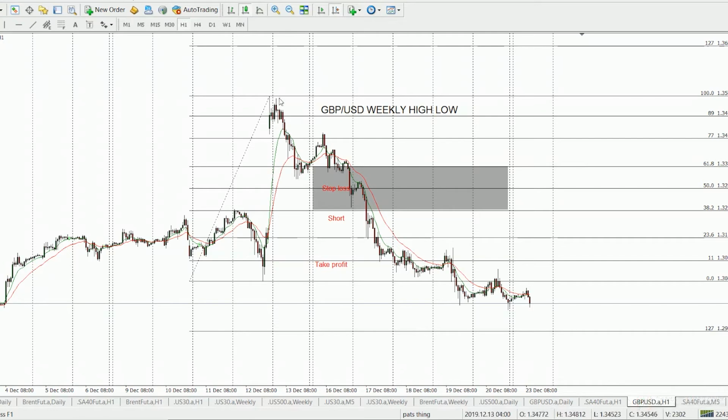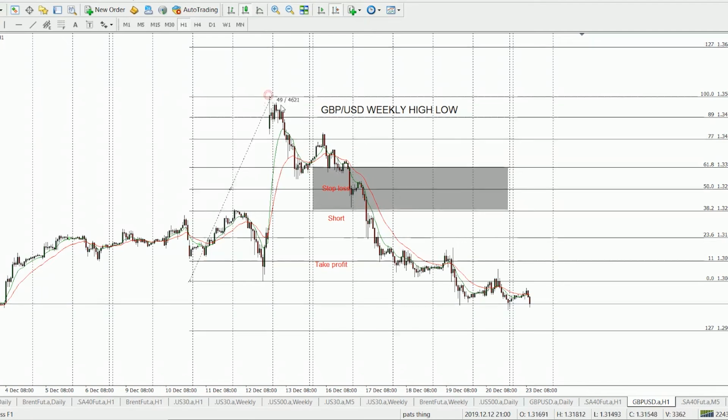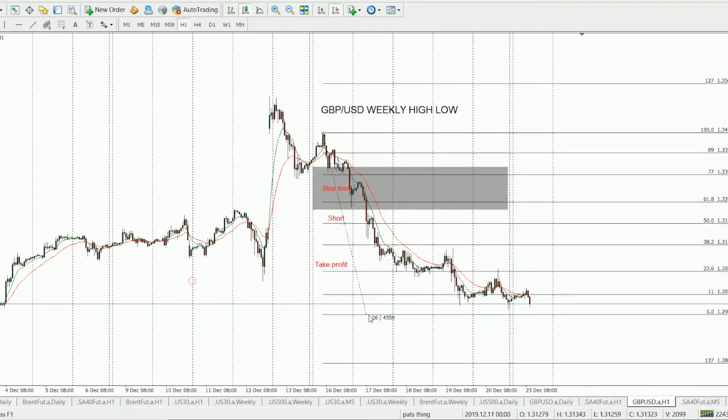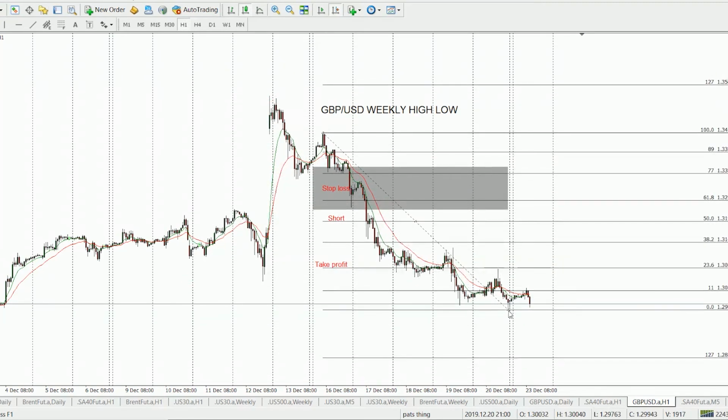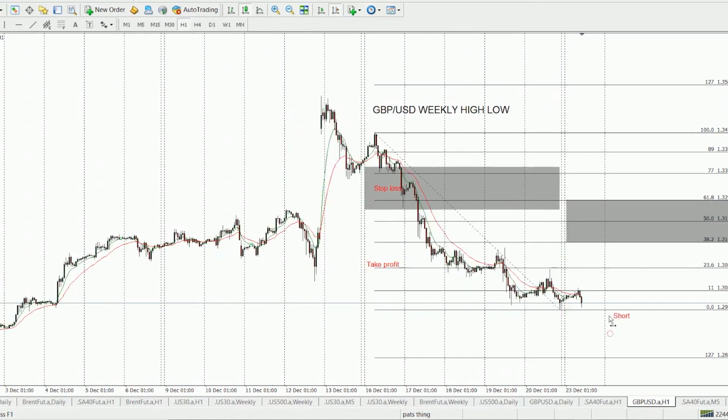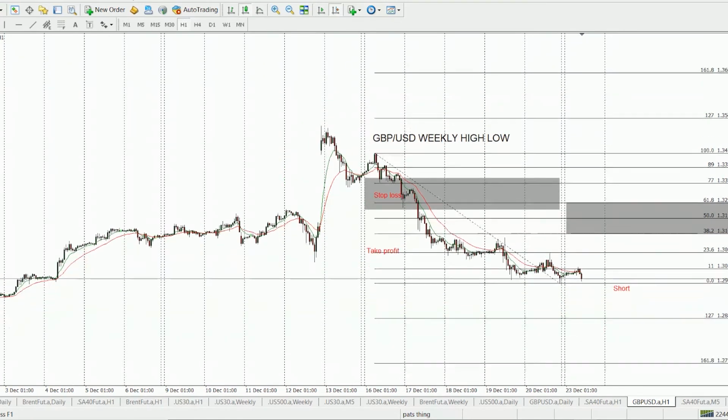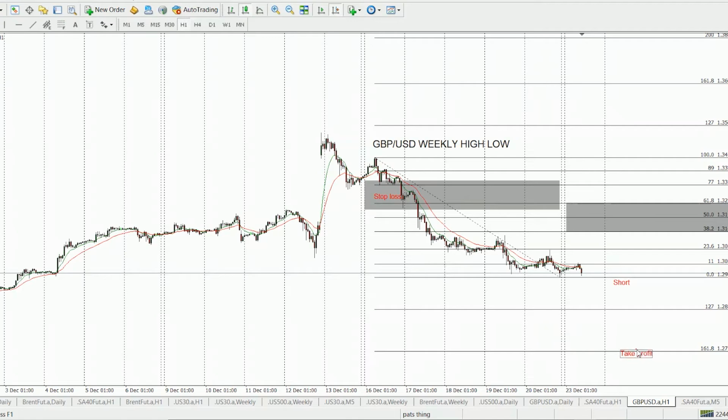Pound US, similar situation. Week's high to week's low. Out of consolidation, there was our trigger short 38 target 11. This will move now. It's Monday today. Last week's high to last week's low. Our consolidation area will move between 38 and 61. Trigger short for me will be an hourly close below 0. Take profit minus 161.8. Stop loss at 23.